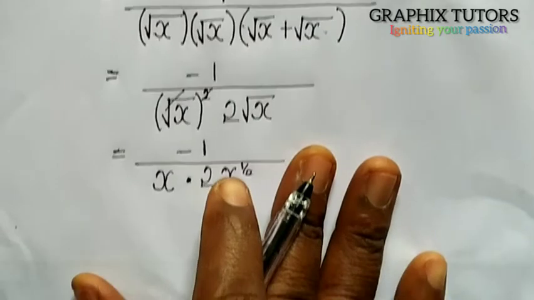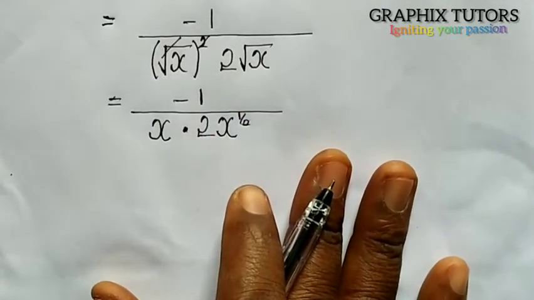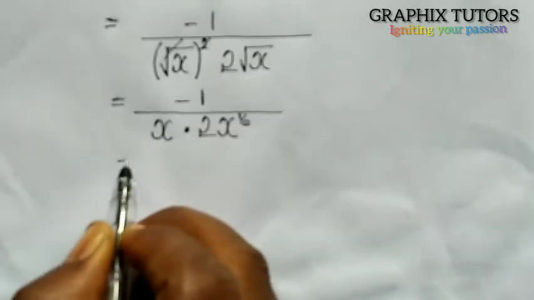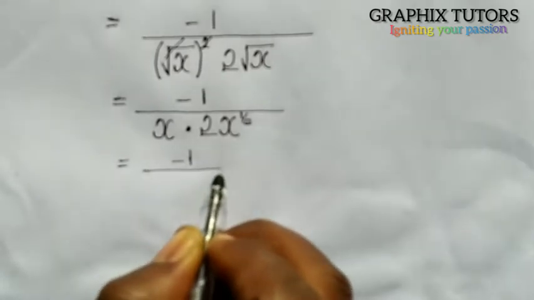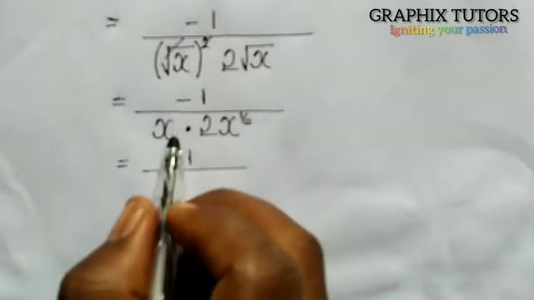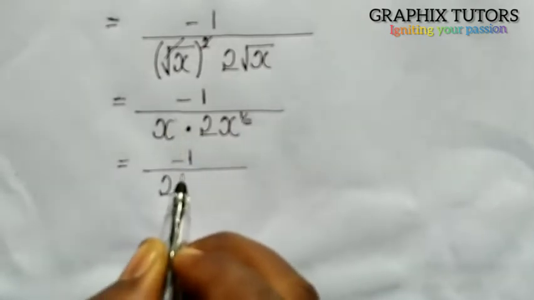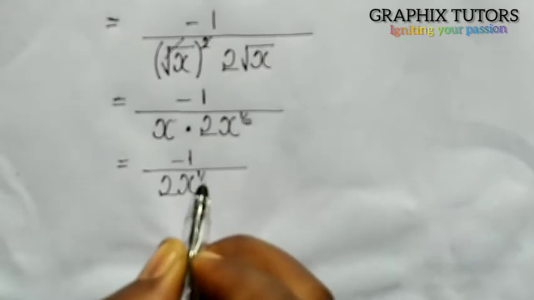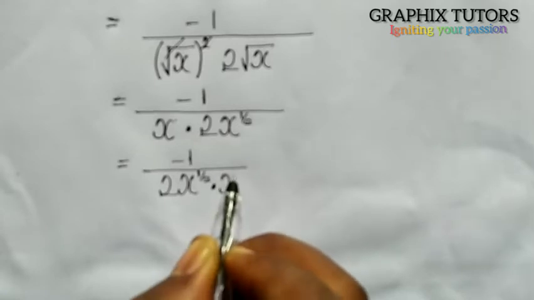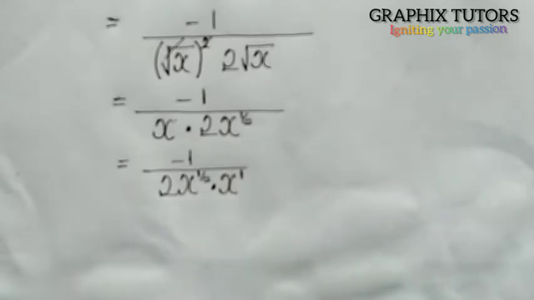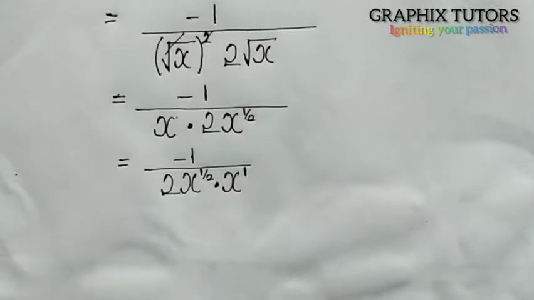Now, if you apply your indices here, this will give me minus 1 all over. Now, this is like saying s to the power of 1. So I can write it as saying 2 times x to the power 1 over 2, multiplied by x raised to the power 1. It's the same thing. Because you know what about multiplication? Multiplication is associative in nature.